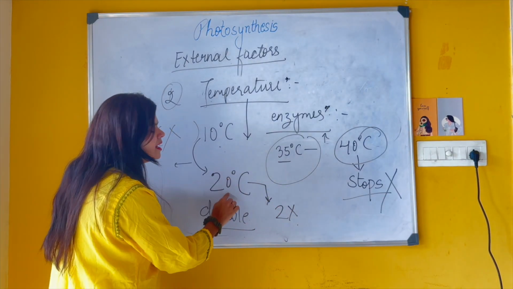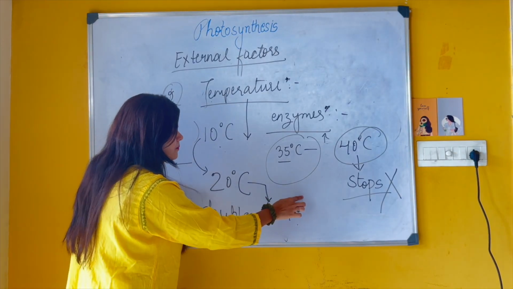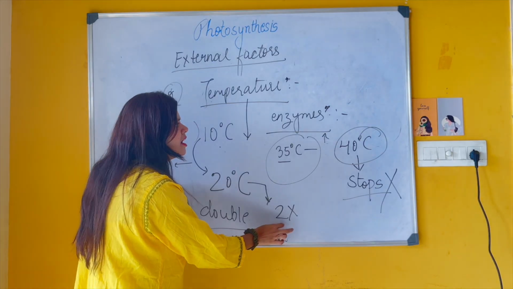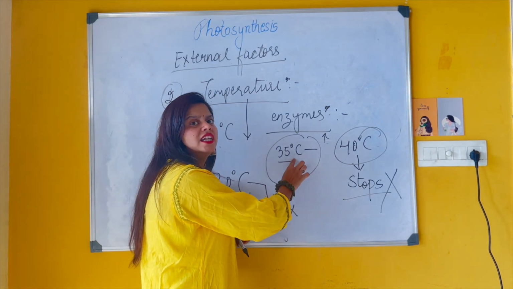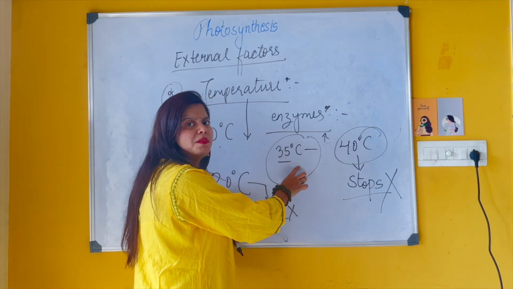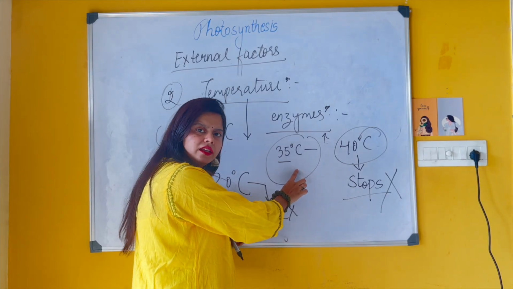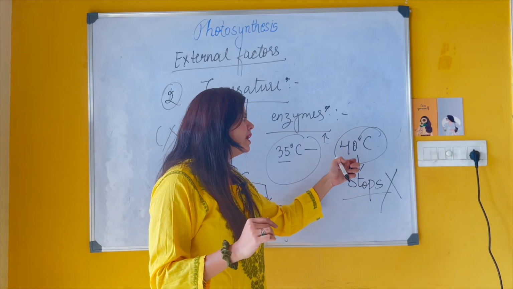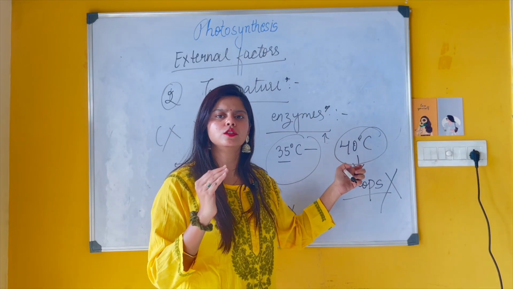With every 10 degree Celsius rise in temperature, rate of photosynthesis almost doubles. But ये कहाँ तक होगा? Only till 35 degrees Celsius. Maximum rate of photosynthesis at 35 degrees Celsius. After 35 it starts decreasing, and after 40 it completely stops.